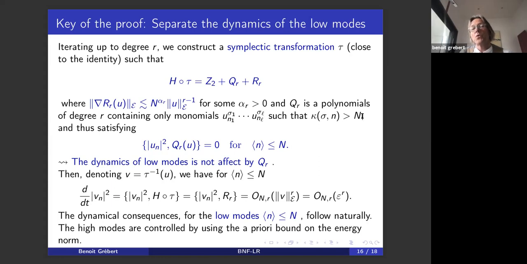Because we have only monomials for which the smallest index is bigger than n, you see that the Poisson bracket with u_m squared, with m smaller than n, will be 0. There is no contribution on the dynamics of low modes coming from this QR. So it's not important, this QR, for low modes. It's just important for high modes. So you have a separation of low modes dynamics.